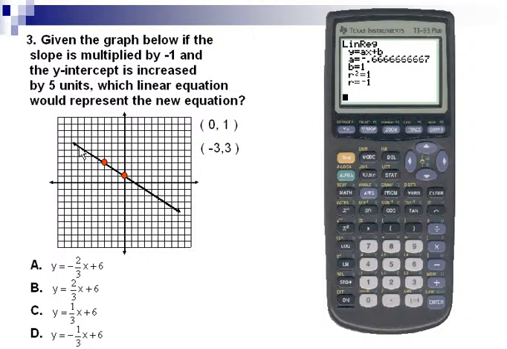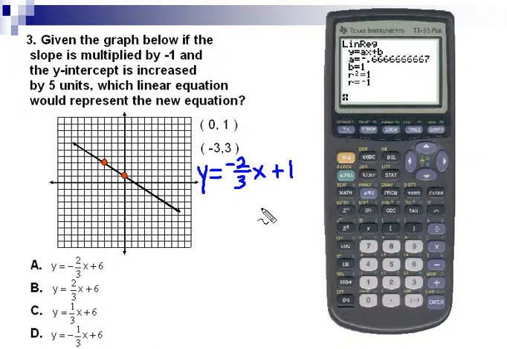Again, we have a negative r value due to the slope. Negative 0.66666, repeating to rounding to 7, should be known as the common fraction negative 2/3. So let's write our equation. Our linear equation for the given graph is y equals negative 2/3 x plus 1.